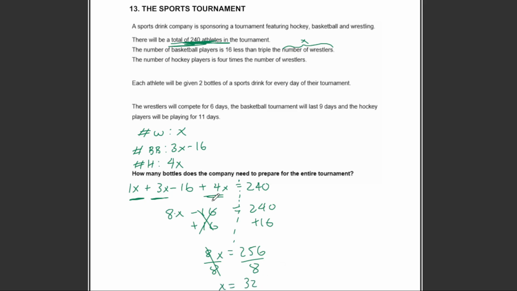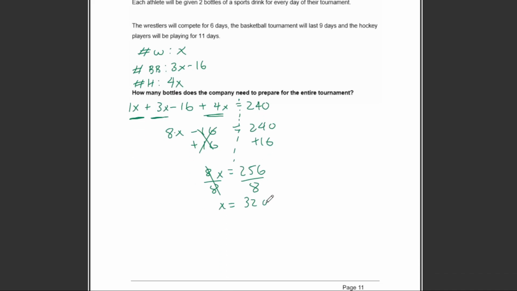What is x? x is the number of wrestlers. There's 32 wrestlers. Okay? And so how do I find the number of basketball players? I'm going to take that 32, that x, and plug it back into my x's up there. So the number of basketball players then is going to be 3 times 32 minus 16, and that's just going to be 80.